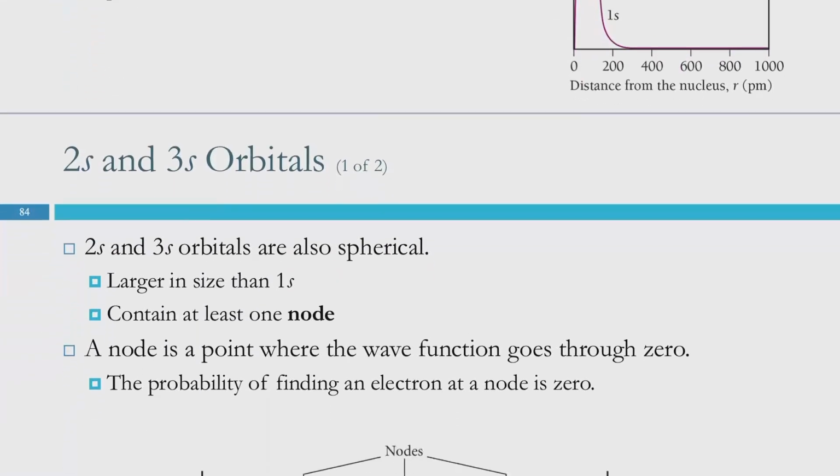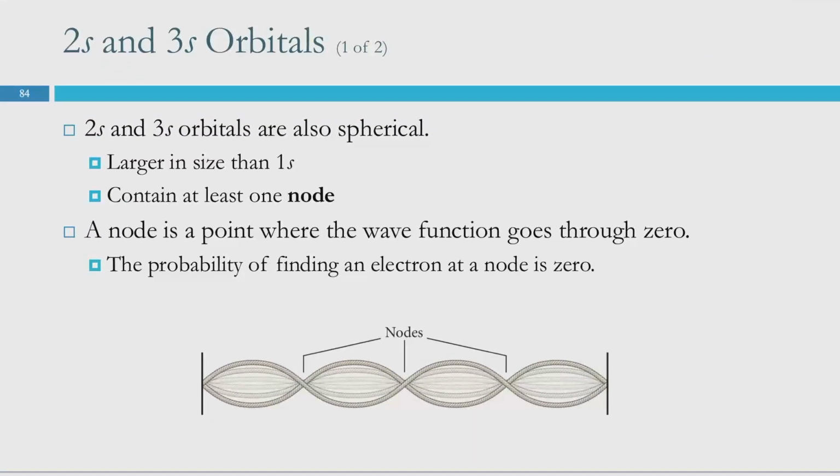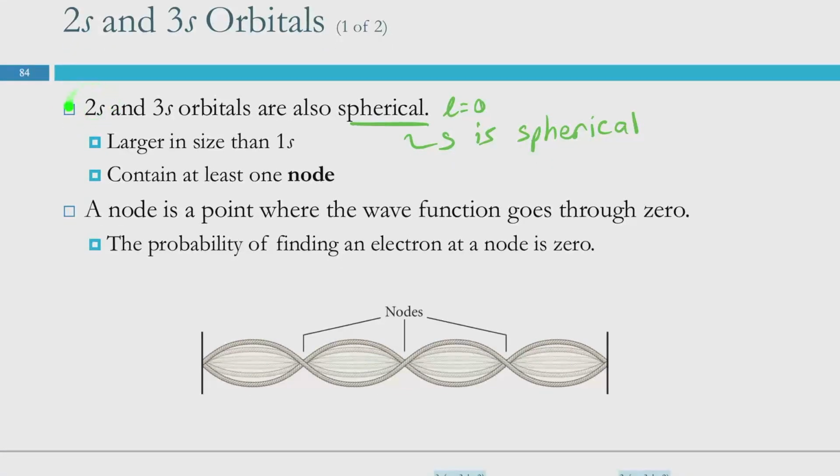If we move on to our 2s and 3s orbitals, these are also spherical because s is spherical. This is always the case. Again, this is L equals 0. Because they are n equals 2 and n equals 3, they're larger in size. So you can think of this like we're adding another shell on. N equals 2 is outside our n equals 1, and n equals 3 is outside of that, which goes with our Bohr model where we counted up different layers. The difference is that for our 2s and 3s orbitals, we also have at least one node.